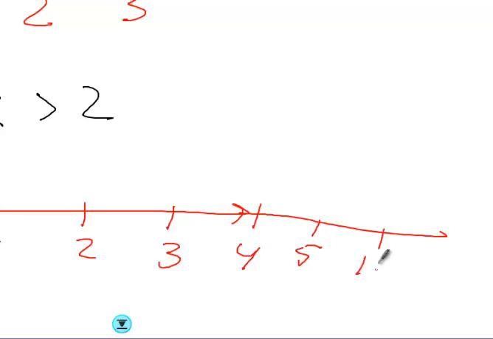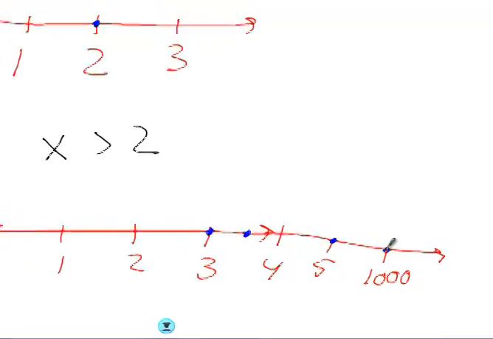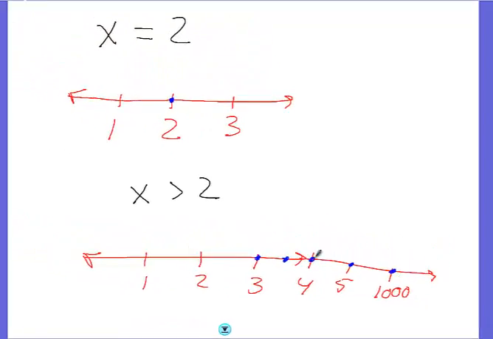So it goes to 4, 5, 1,000. That's a lot of goals, but it's possible. Anything's possible. So if we look here, we know that x is greater than 2. So let's put some dots where x is greater than 2. So 3 is greater than 2, that's true. 5 is greater than 2. 3.5 is greater than 2. 1,000 is greater than 2. 4 is greater than 2. 2.5 is greater than 2.